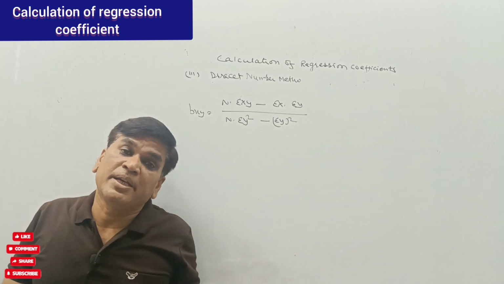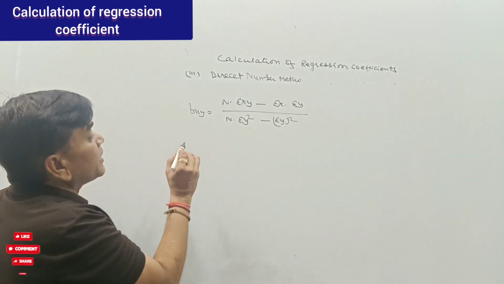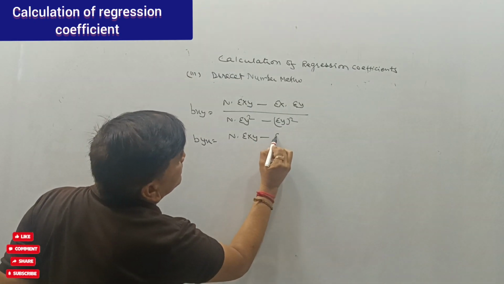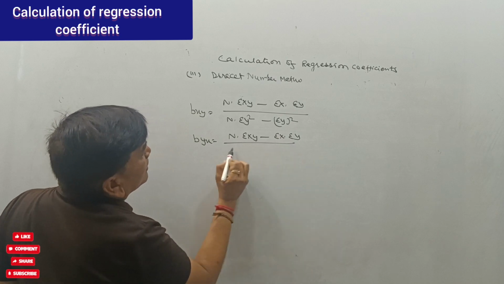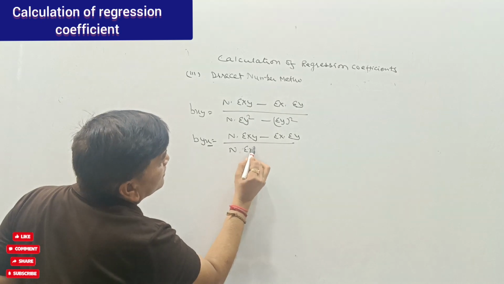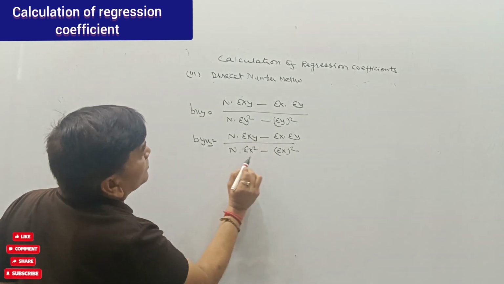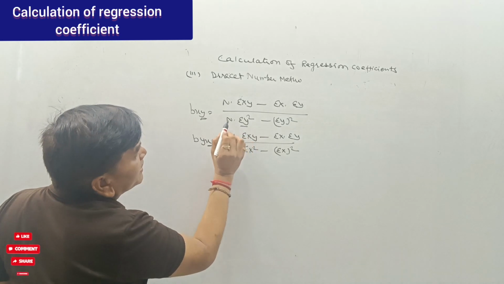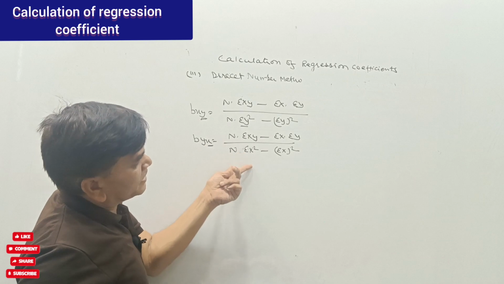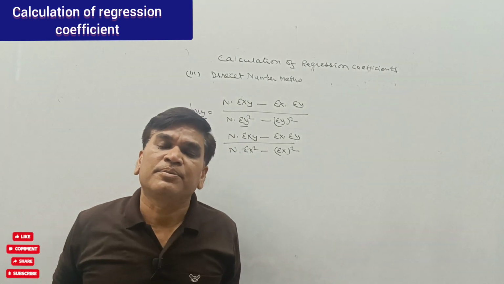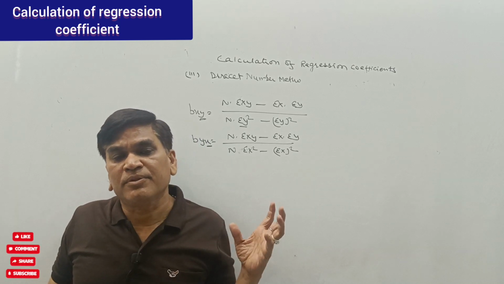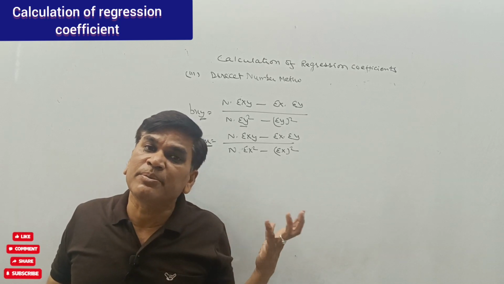In correlation also we have learned this method. For getting byx, n multiplied by sigma xy minus sigma x multiplied by sigma y, divided by n multiplied by sigma x square minus sigma x raised to power 2. Here y is taken downside, x is left. So this is also a method for calculating a regression coefficient. You can calculate the regression coefficient with any of the methods, the result will be the same.